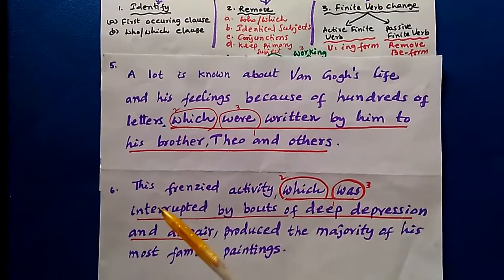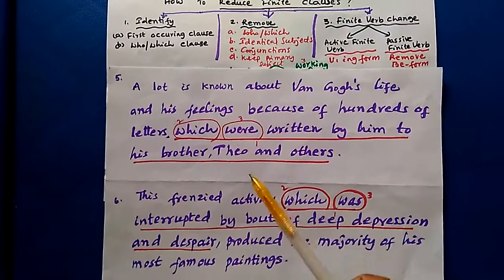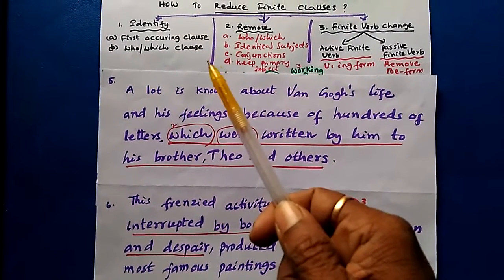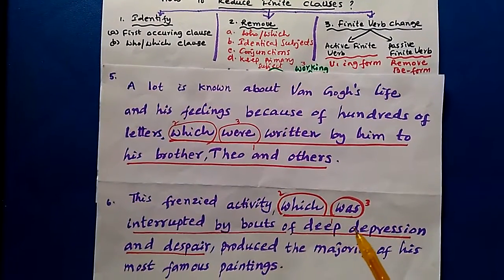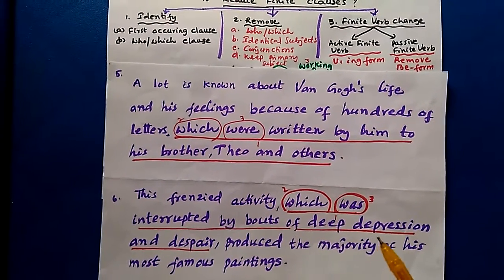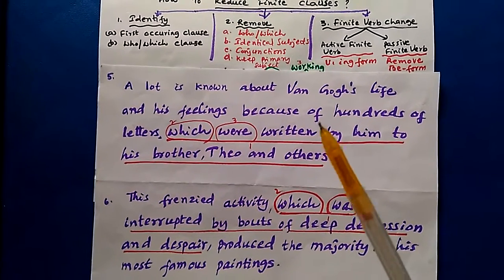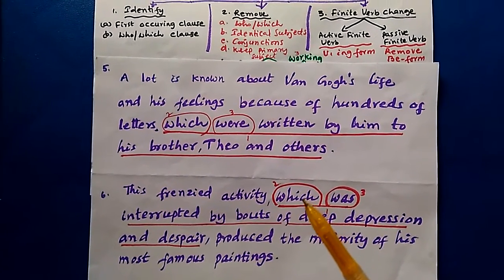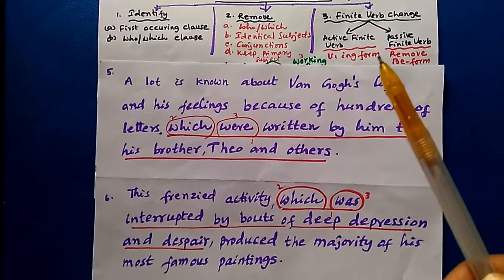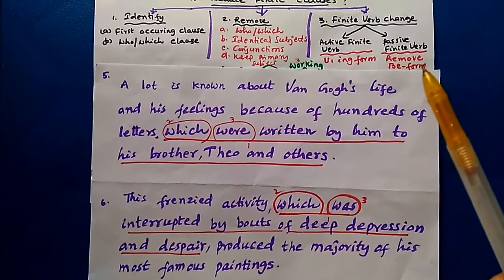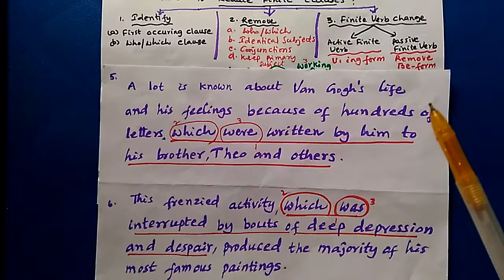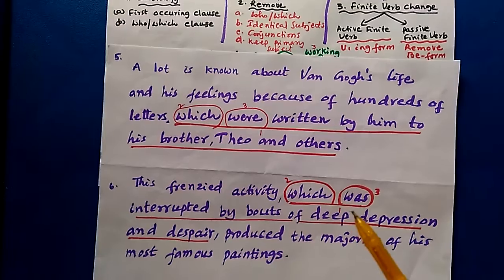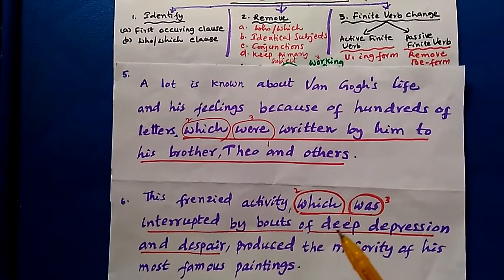And next, example number 6. Again, we have to look at these 3 rules. First one, identify the first occurring clause, the who or which relative clause. Here the relative clause is found: which was interrupted by the bouts of deep depression and despair. And next one, we have to remove who or which. Here which is there, which is removed as the second rule. And next, third rule. Here the passive finite verb is found. Was interrupted is the passive finite verb. Here we have to remove the be form. So as a third rule, was is removed. So by doing these changes, we get the answer.